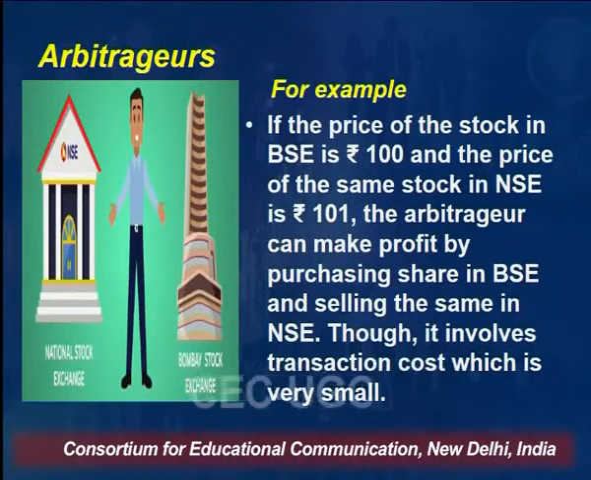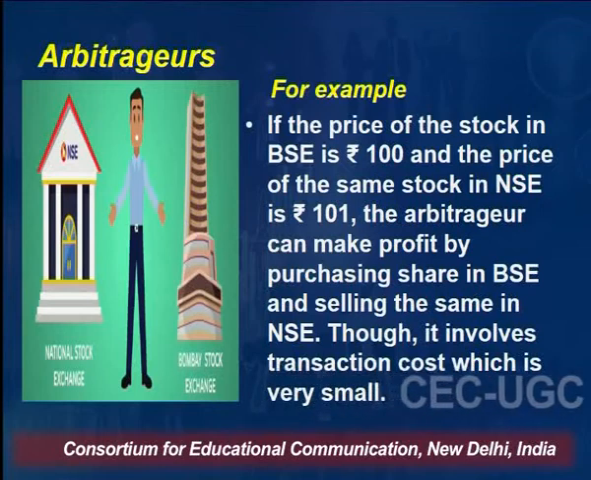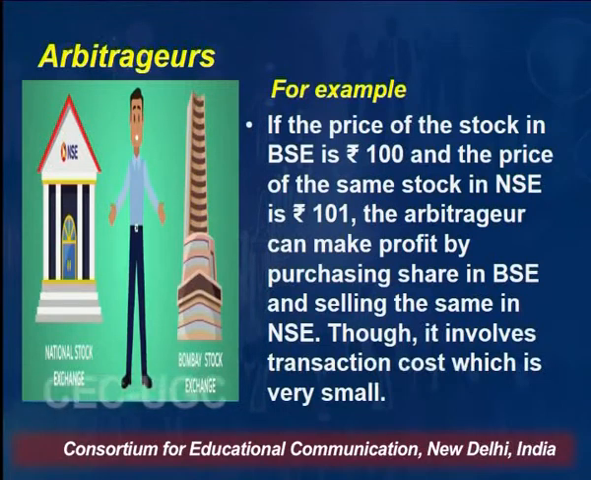I have taken an example which I have already explained. If the price of the stock in BSE is 100 and the price of the same stock in NSE is 101, I was talking of 100 rupees 50 paisa, here I have written 101 rupees. The arbitrageur can make profit by purchasing the share in the BSE and selling the same in the NSE. Though it involves a transaction cost, which is very small. With the difference of 1 rupee, the transaction cost has to be paid by the buyer and the seller, right? The same person is a buyer and the same person is a seller. So the 1 rupee difference minus the transaction cost will be the profit of the arbitrageurs.